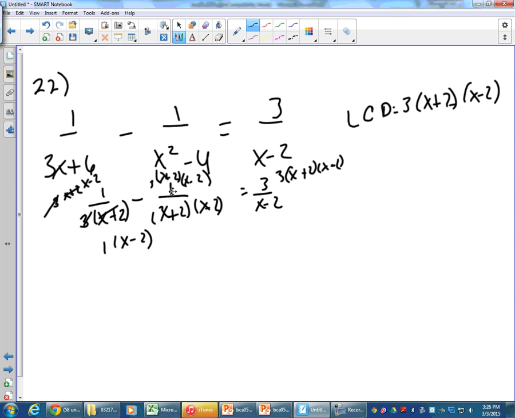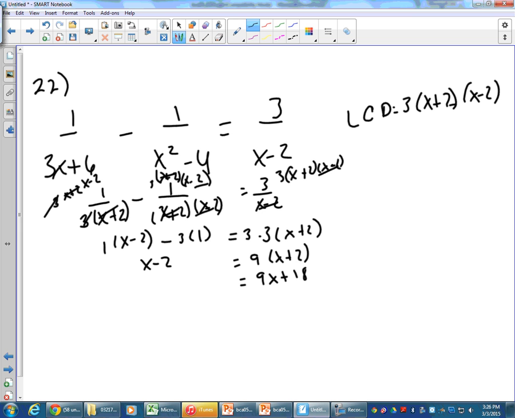I'll do that in the next step. So here the x plus 2's cancel and the x minus 2's cancel. So this just is going to be minus 3 times 1 equals, here the x minus 2's cancel, so it's going to be 3 times x plus 2, or 9 times x plus 2, or 9x plus 18. And this side becomes x minus 2 minus 3, or x minus 5.